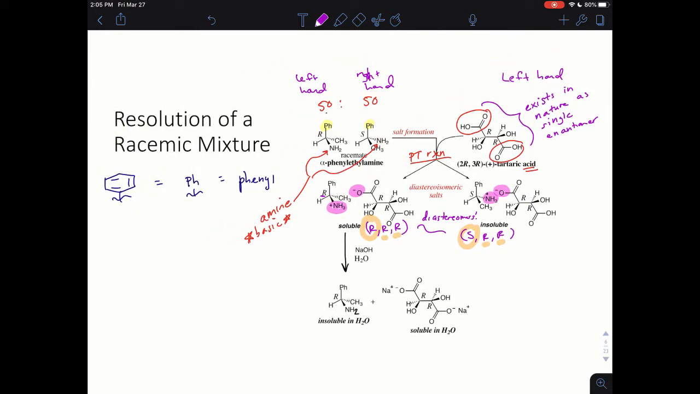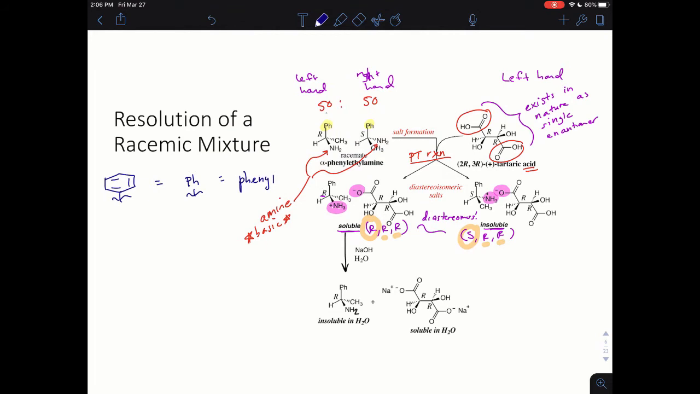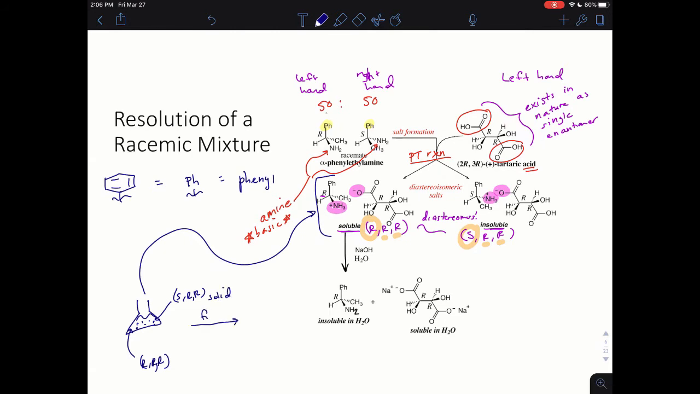Now it turns out these diastereomers have different properties. One of these salts is soluble. The other is insoluble. So what you can do is filter them. We can maybe draw a picture of that. Over at this phase in the diagram, we would have a solid, and then we'd have in solution, in the mother liquor, the R,R,R, still dissolved, and the solid would be the S,R,R. So it's going to be a solid.